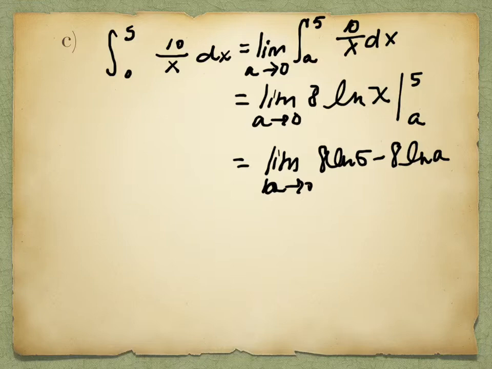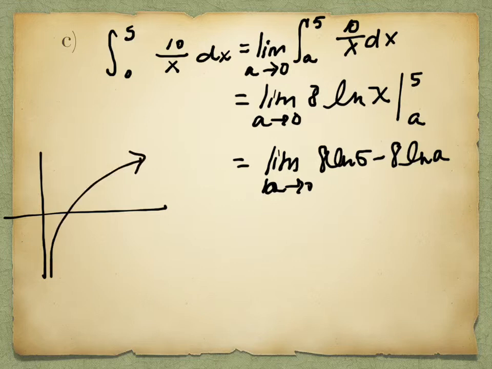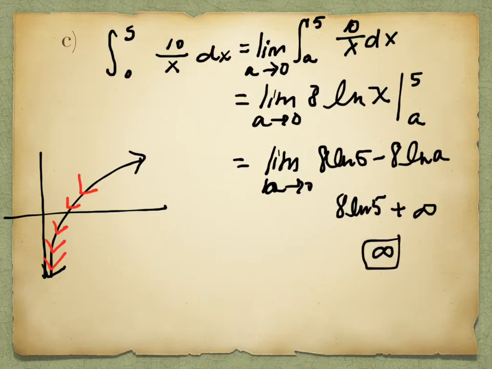There you go. Now, the natural log as a goes to 0. Let's just think about a graph of this thing. So the graph of natural log of x looks something like this. And if the x value is approaching 0, we're going downwards like this along the graph. And as you can see very quickly, this is actually negative infinity at the end. This is actually negative infinity times negative 8, which would be positive infinity. The first value, 8 ln 5, actually has a numerical value, but the infinity, of course, dominates. So this infinity diverges.